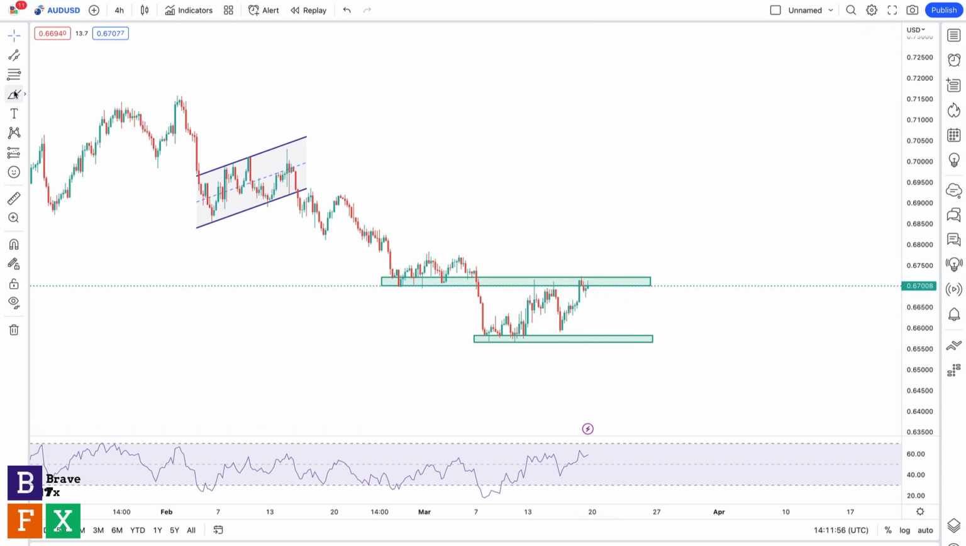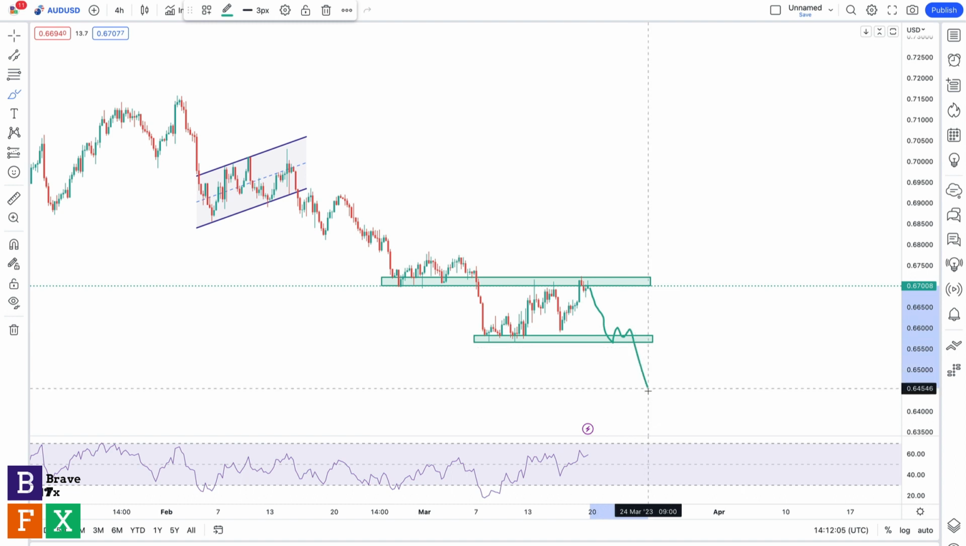So the best case scenario for me for AUD-USD to go short will be waiting for price to slowly come back to this support level, consolidate a little, and then give me that bearish breakout. So this would be the perfect case study or the perfect scenario to go short for AUD-USD if I am indeed going to go short.